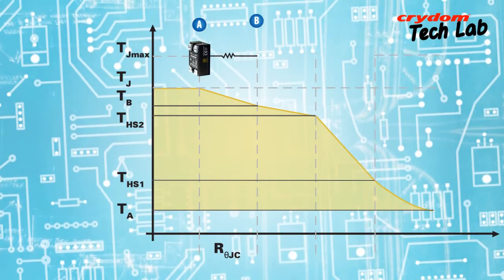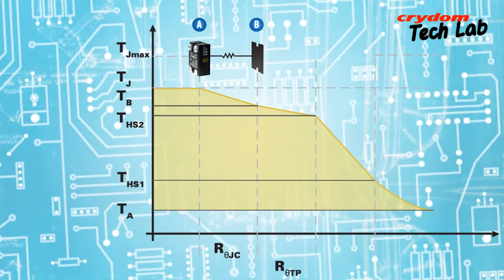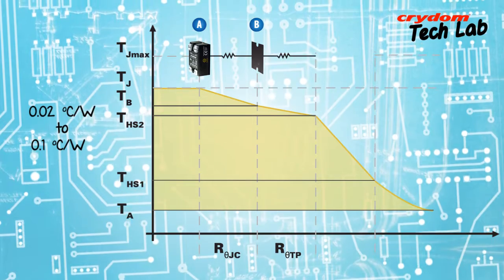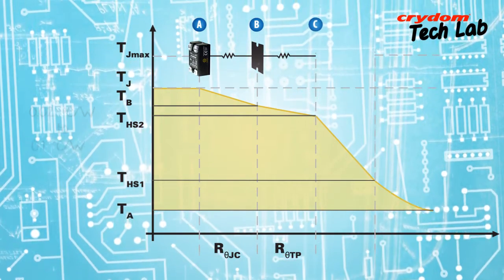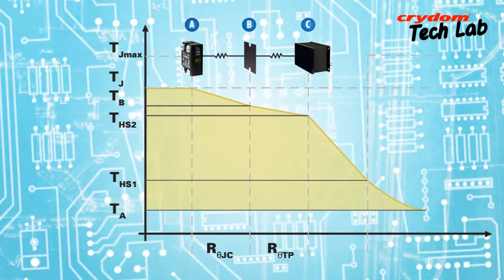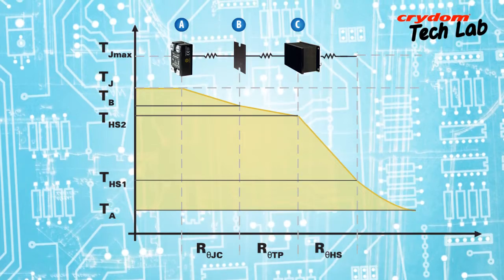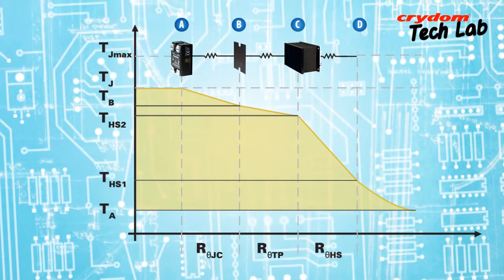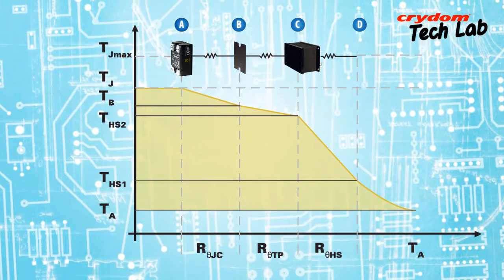B is the thermal interface material placed between the SSR and the heatsink and its specified thermal impedance, typically between 0.02 and 0.1 degrees C per watt. C is the calculated minimum heatsink thermal impedance rating in degrees C per watt required for proper SSR operation. And D stands for the operating environment's maximum ambient air temperature in degrees C.